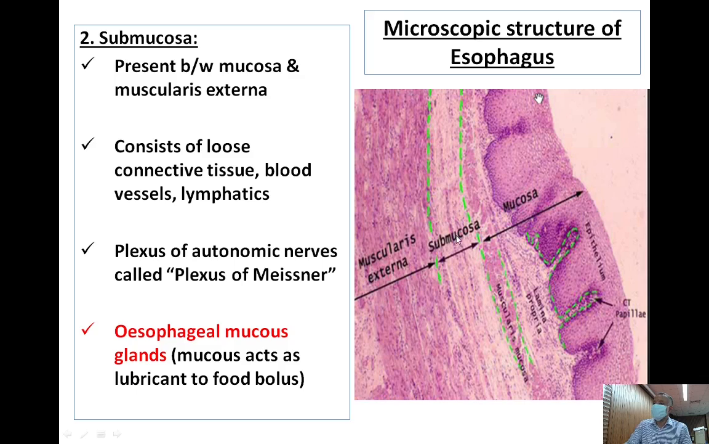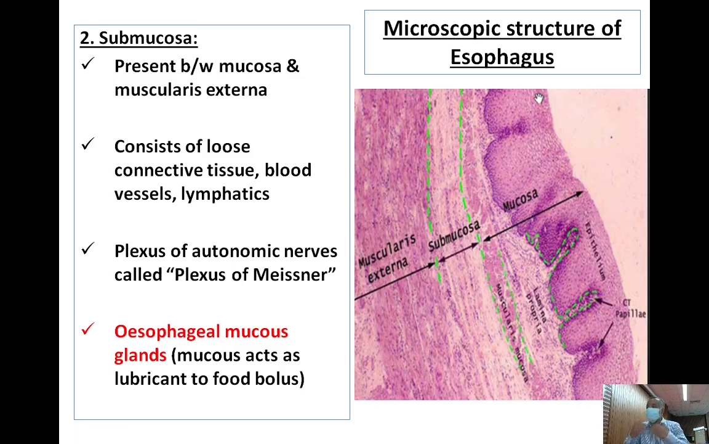Then in the submucosa we have the autonomic nerve plexus, which is called the plexus of Meissner. Then esophageal mucosal glands, which are your important histological differentiating point from other parts. That is, esophageal mucosal glands are present in the submucosa of the esophagus, which secrete mucus and act as a lubricant to the food bolus.